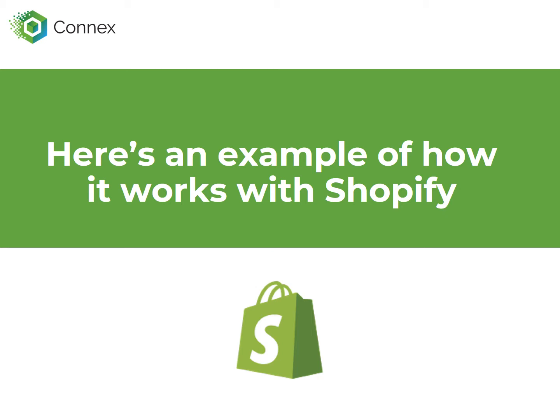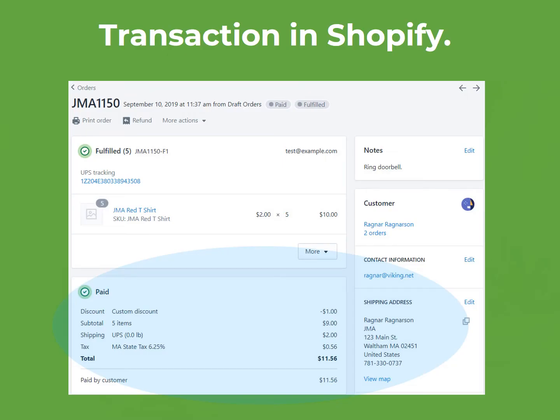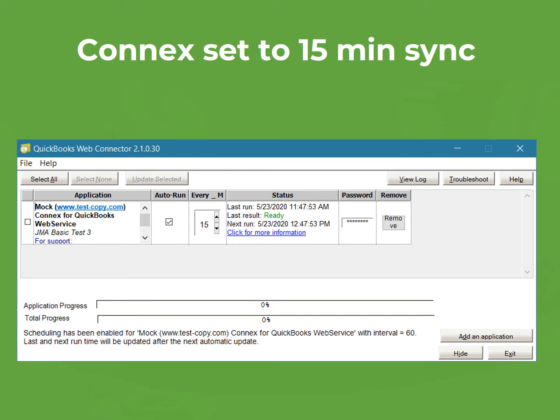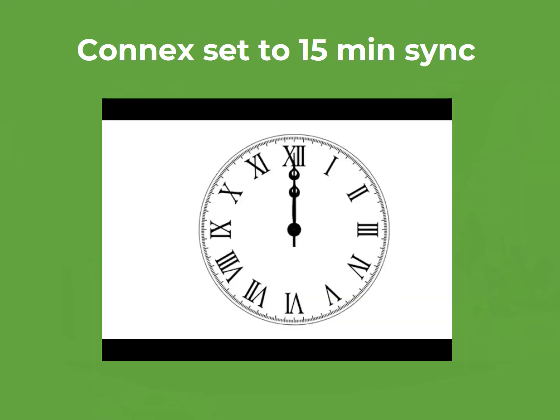So let's take a look at how our software would work with Shopify. You'll see here on the left it says SKU JMA red t-shirt, and we're going to map that SKU to the QuickBooks item name field. We're going to run our web connector, and I put mock here just as a quick test, and we let it run.